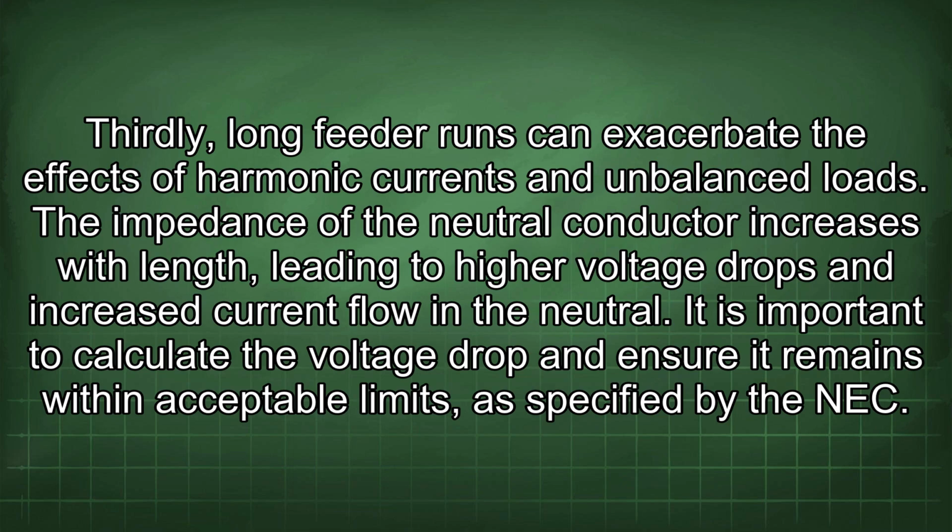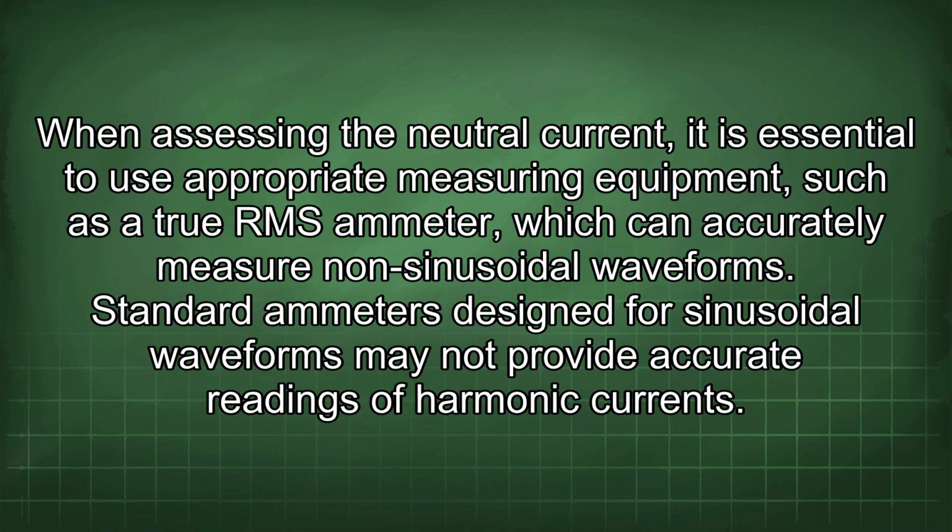The impedance of the neutral conductor increases with length, leading to higher voltage drops and increased current flow in the neutral. It is important to calculate the voltage drop and ensure it remains within acceptable limits, as specified by the NEC. When assessing the neutral current, it is essential to use appropriate measuring equipment, such as a true RMS ammeter, which can accurately measure non-sinusoidal waveforms. Standard ammeters designed for sinusoidal waveforms may not provide accurate readings of harmonic currents.